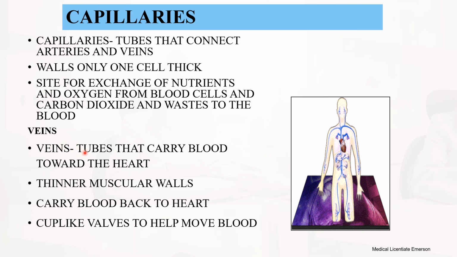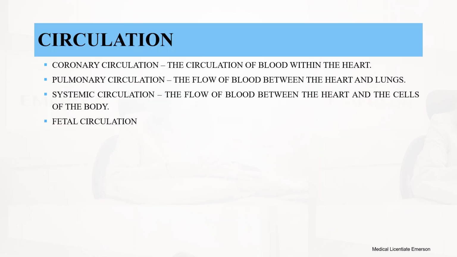Okay, then veins. They are tubes that carry blood toward the heart. They have thinner muscular walls, they carry blood back to the heart, and they have cup-like valves to help move blood up. Okay, then in terms of circulation, we find that there is coronary circulation, pulmonary circulation, systemic circulation, and fetal circulation.